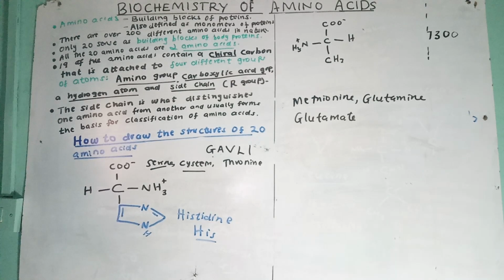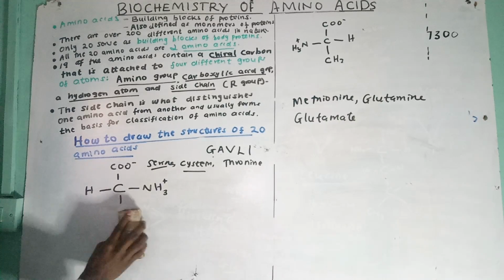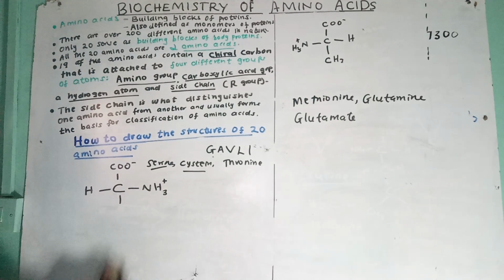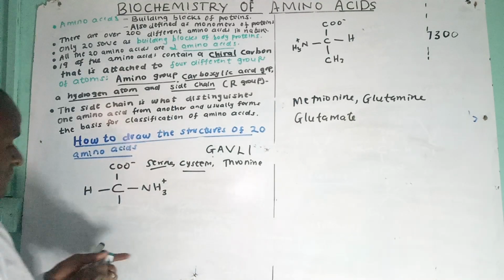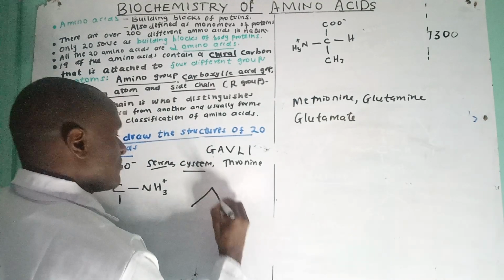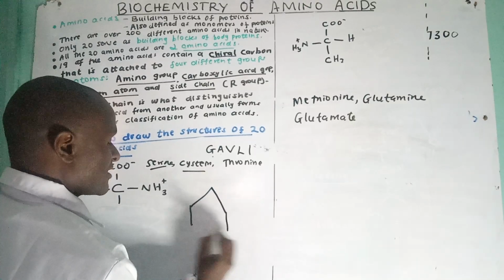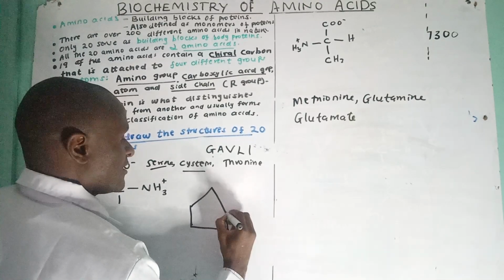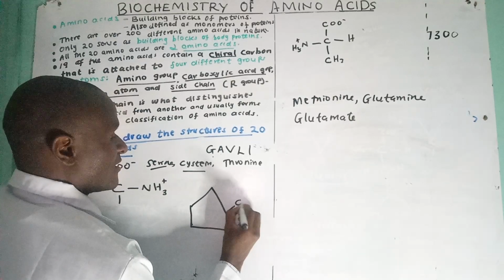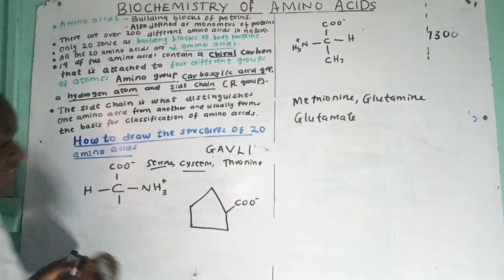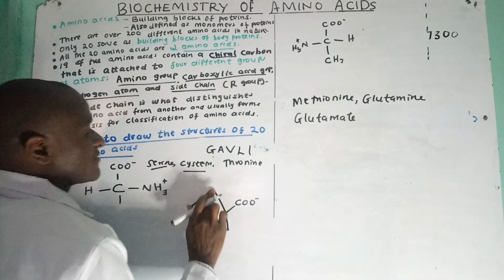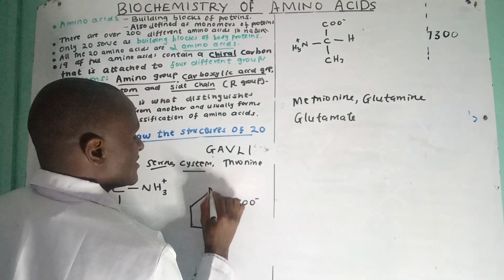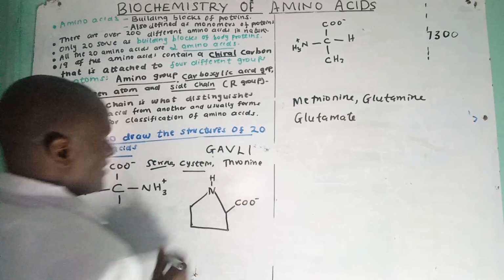Then our next amino acid, which will be the last one, is proline. So proline, we are going to draw it independently. Proline is like that. It has a carboxyl group like that. And because you need an amino group, that is a nitrogen atom and a hydrogen like that.